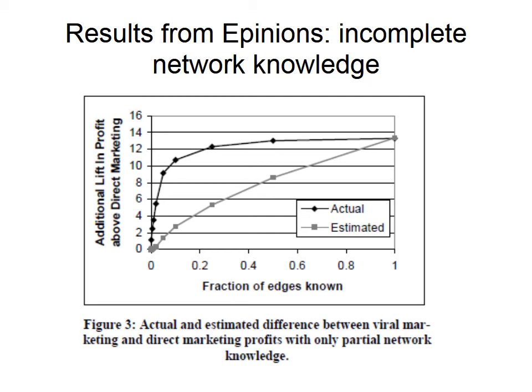Here is another result from epinions. One limitation of the 2001 paper is that they require full knowledge of the network structure. However, in this 2002 paper, this limitation is overcome. Here is a picture on the difference between viral marketing and direct marketing profits with only partial knowledge known. We can see that even if the fraction of edges known is very small, viral marketing always gets more profit than direct marketing. And furthermore, the algorithm considerably underestimates the lift in profit in the active marketing case, which is much better than what we have expected.